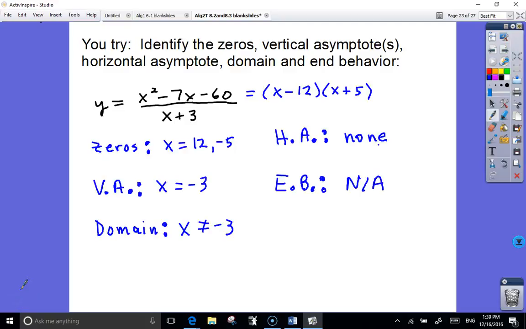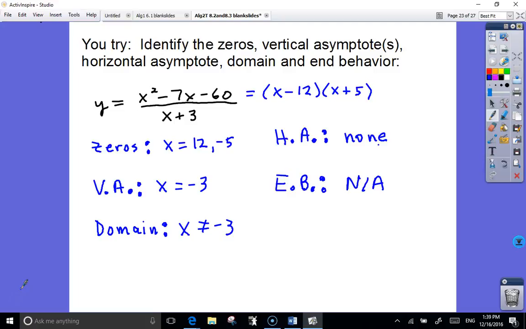What did you say were the zeros? Negative 5 and 12. I've got to factor the numerator. Okay, the vertical asymptote is x equals negative 3. Domain is x does not equal negative 3. Horizontal asymptote: none, because the numerator has a higher degree than the denominator.